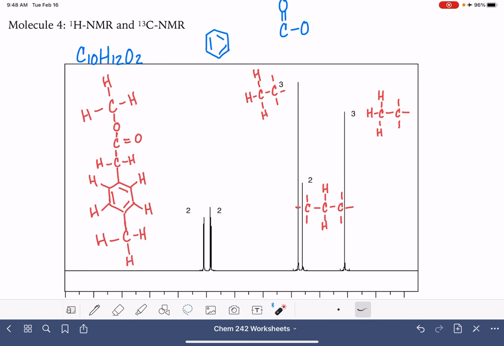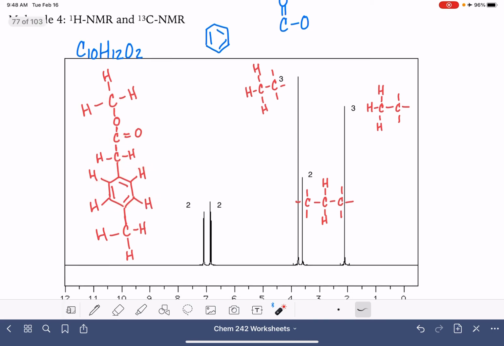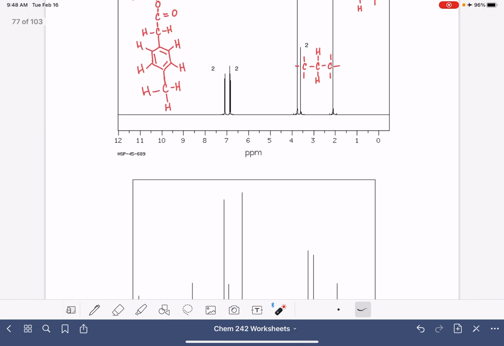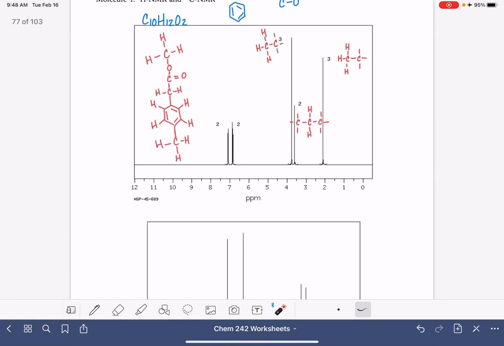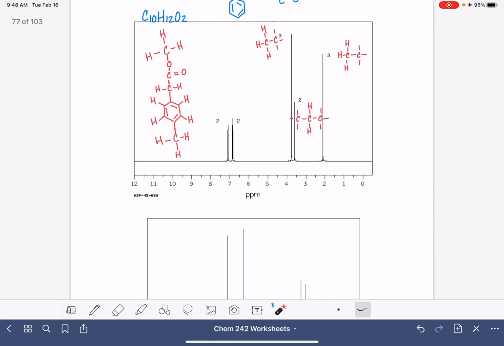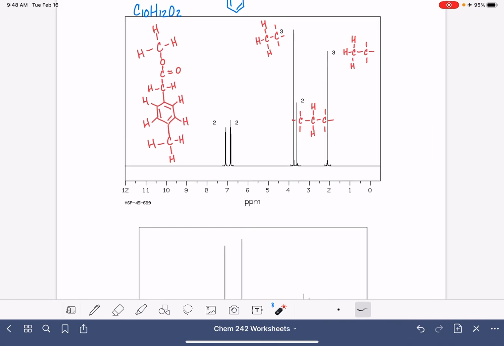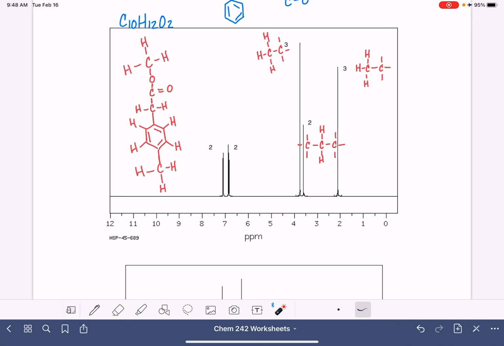And looking at the carbon NMR, we should expect to see 1, 2, 3, 4 peaks plus the benzene peaks. 1, 2, 3, 4 plus our benzenes right here. So that looks pretty good. I'm happy with that. The more that I look at it, am I happy with this? I think I am happy with this.